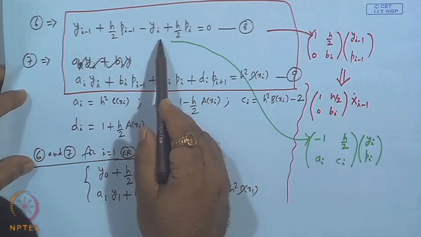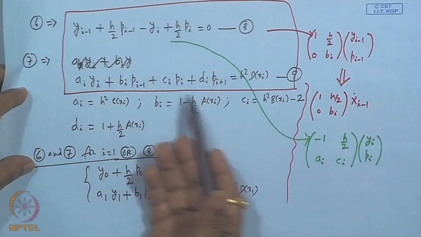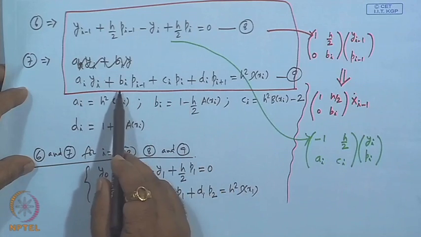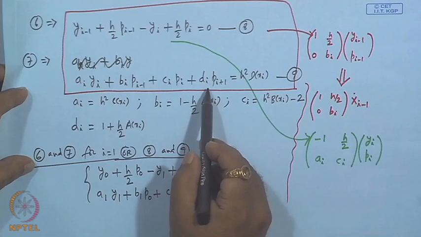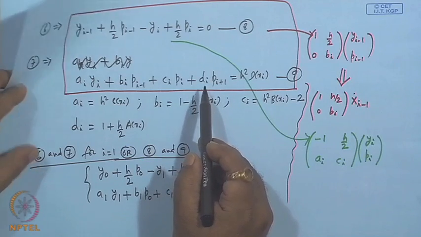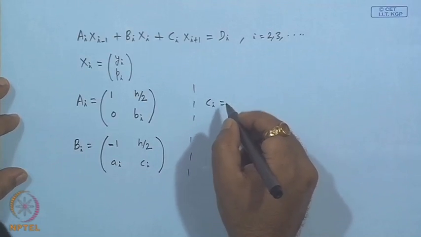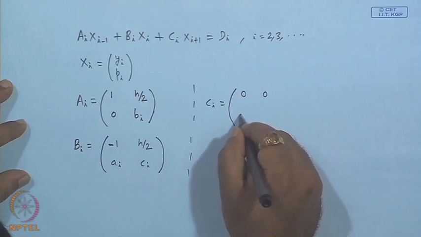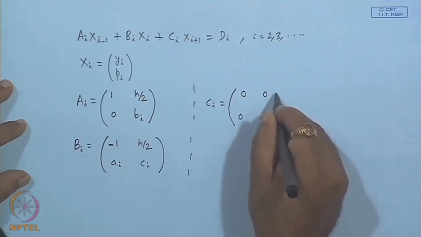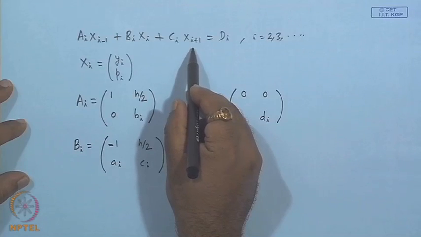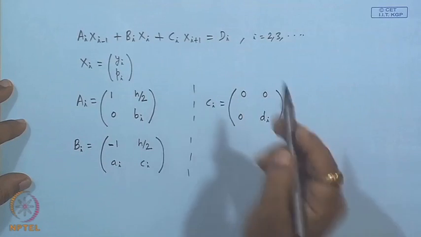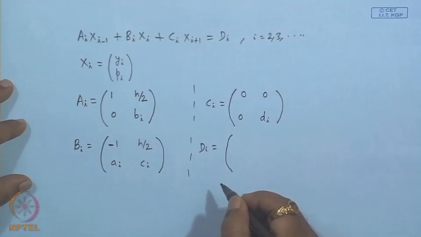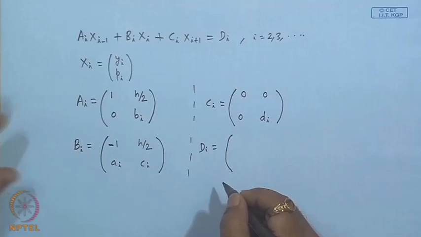There is no y i plus 1, p i plus 1. So, the first entries must be 0 in the matrix, but whereas here there is no y i plus 1. So, the first entry in the second row must be 0 and we have d i there. Okay. So, correspondingly C i must be 0 0 0 d i, because it is multiplying x i plus 1. Then d i, d i must be a column matrix.